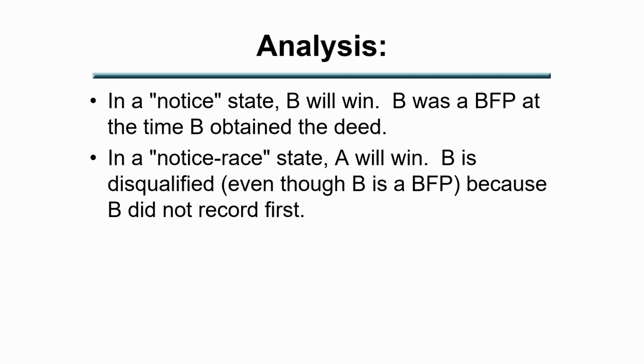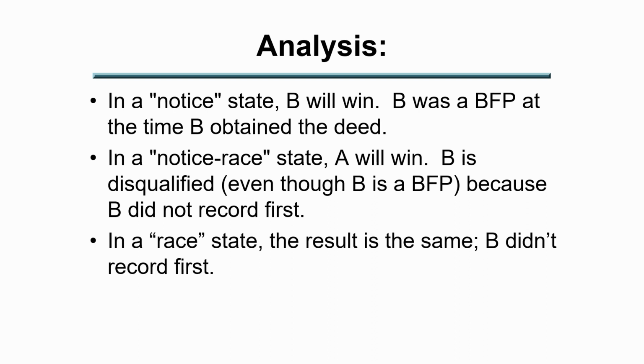Now, on the other hand, in a notice race type state, A is going to win. The reason is that B doesn't qualify under the Recording Act. Even though B is a bona fide purchaser, B didn't record first. And to qualify in a notice race type state, B has to both be a bona fide purchaser and record first. B didn't do that, so B doesn't qualify under the Act, and therefore A will win. Why does A win, by the way? Simply because of the common law. Because the common law says first in time is first in right, and in this case, the Recording Act didn't change the common law result because B didn't qualify.